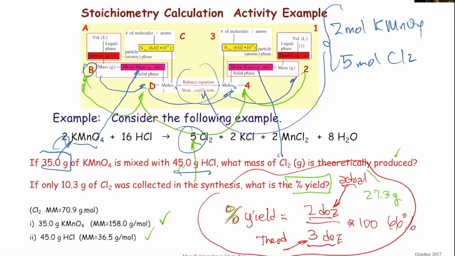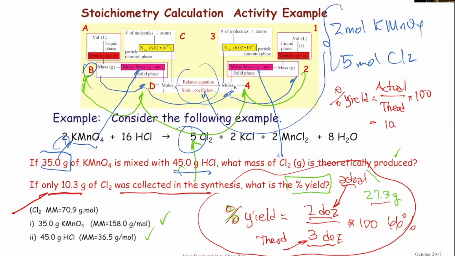So if you were only able to isolate 10.3 grams of chlorine, that's the actual. But this is the theoretical, 27.3, based on everything converting over, no waste. Then the percent yield will be the actual over the theoretical times 100. So that's just the actual 10.3, this was collected in the synthesis. This number has always got to be less than 100.